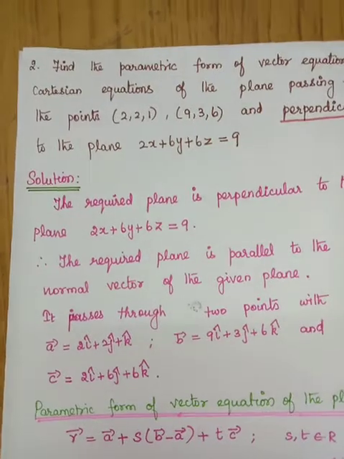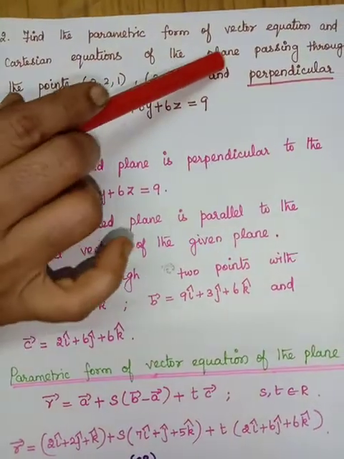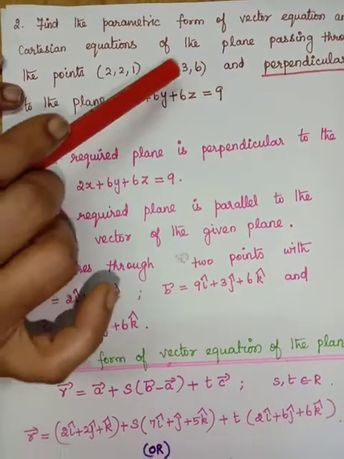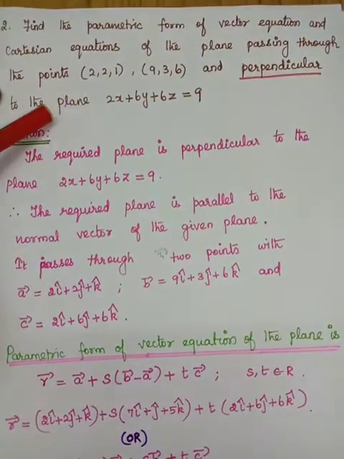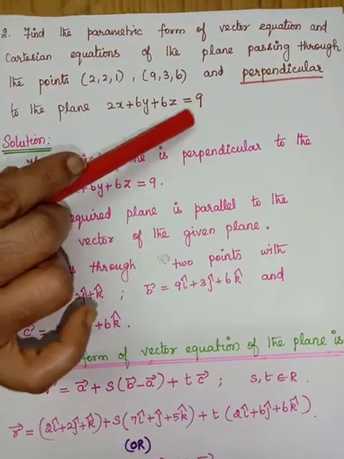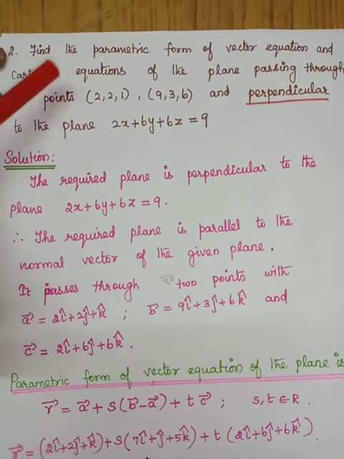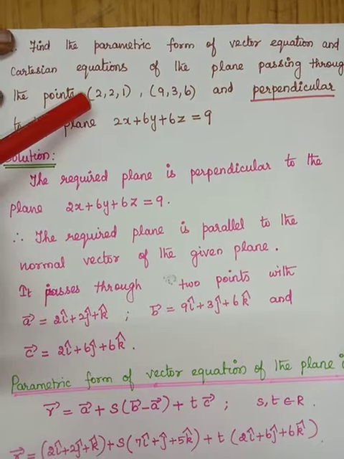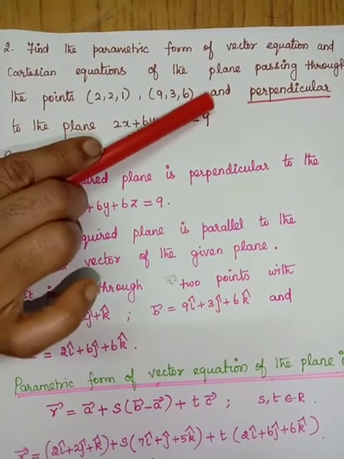Find the parametric form of vector equation and Cartesian equation of the plane passing through the points (2, 2, 1) and (9, 3, 6) and perpendicular to the plane 2x plus 6y plus 6z is equal to 9. You see that the parametric and Cartesian equations of the plane we have to find. The plane is passing through how many points? Two passing points are given and we need one parallel vector.